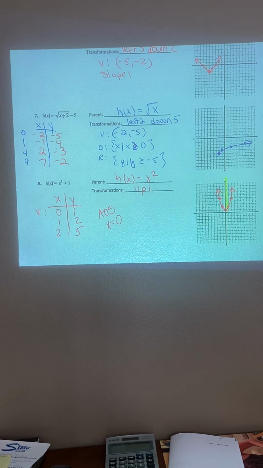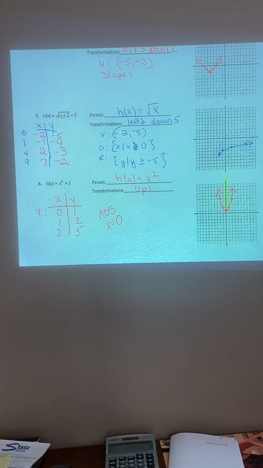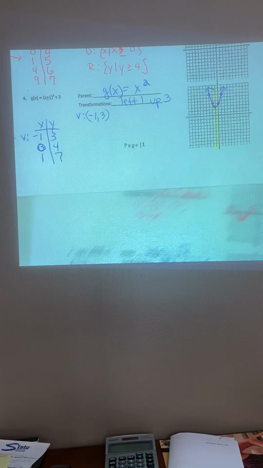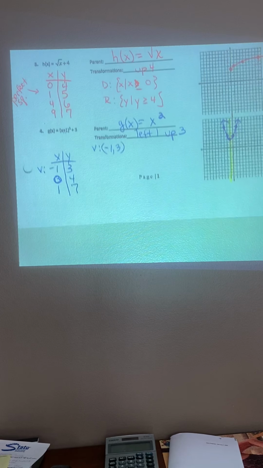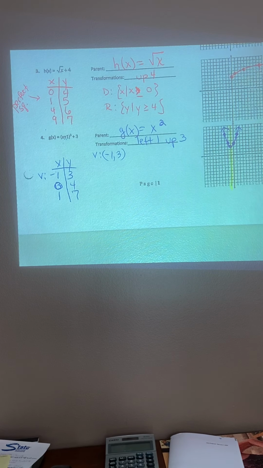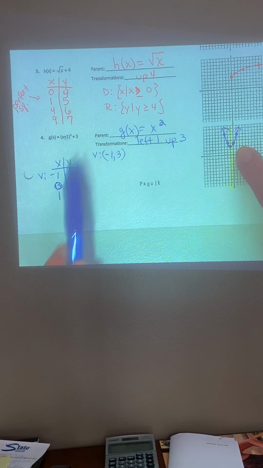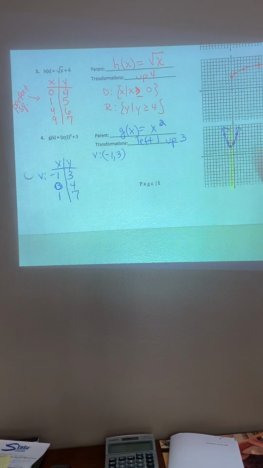Those are the other 4 problems that I did not get to. And then here was problem 4, which I believe got cut off from the previous page. Okay, should have been left one up 3, and the vertex was negative 1, 3. We used the y-intercept of 0, and we got 4, and then our third point was a 1.